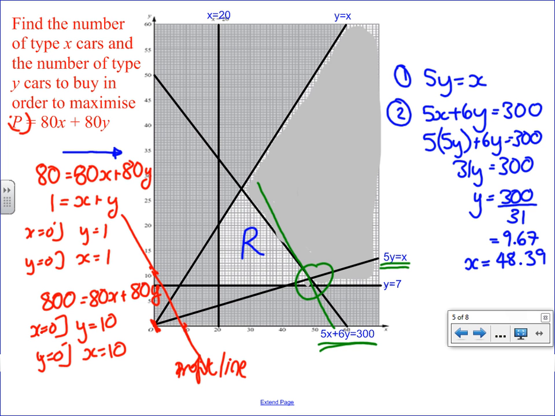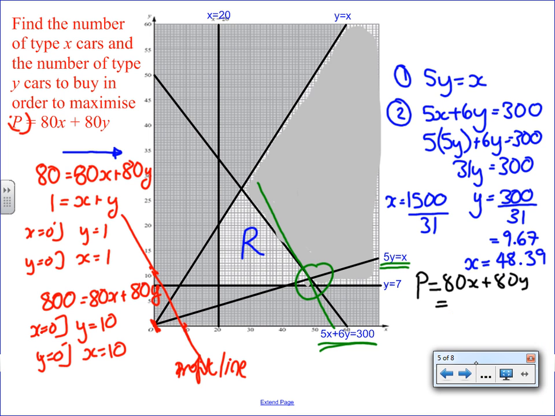Again, I think exact is nicer, particularly when you're still going to use this to manipulate later. Yes, exactly, because we're going to use that to work out our actual profit. So that would be 1500. So, in order to get the maximum profit, we need x to be 1500 over 31, and we need y to be 300 over 31, in which case our actual profit, because obviously that's what we're interested in, is 80x add 80y. So then we'd put that in and we'd get our actual profit.